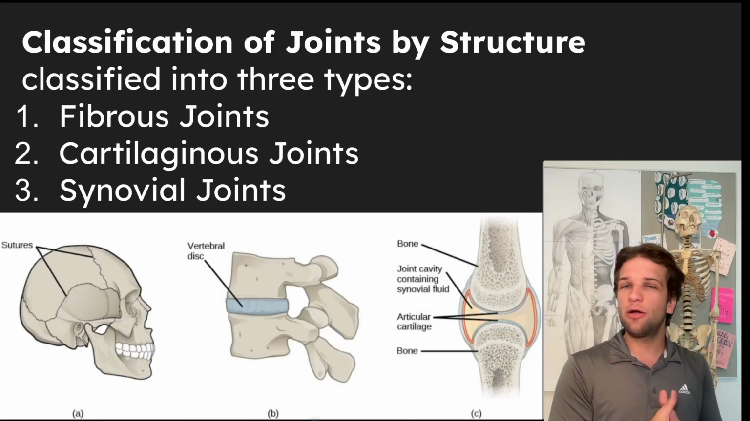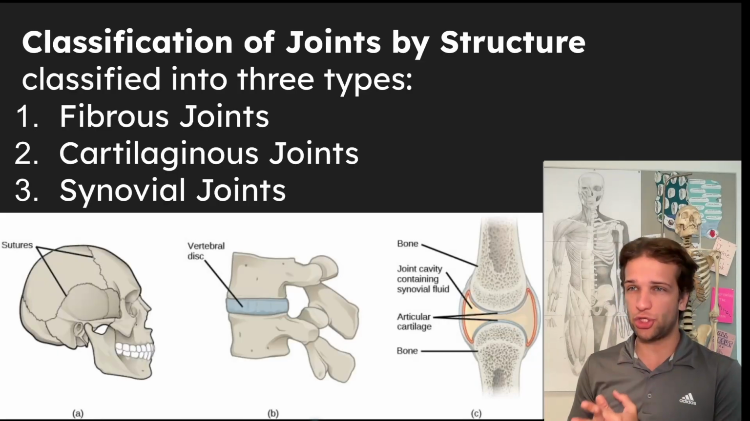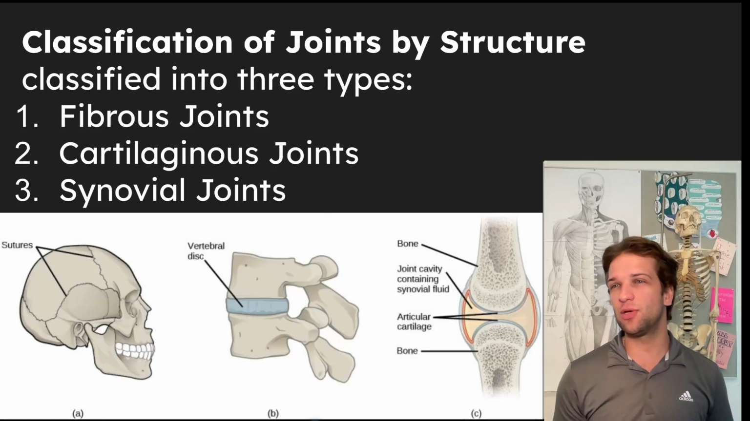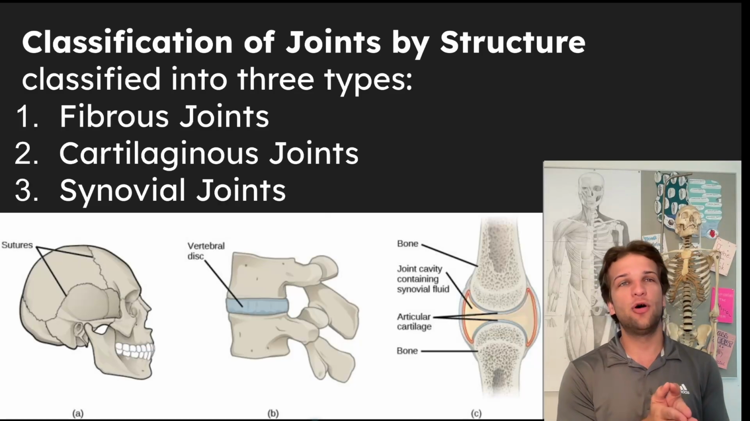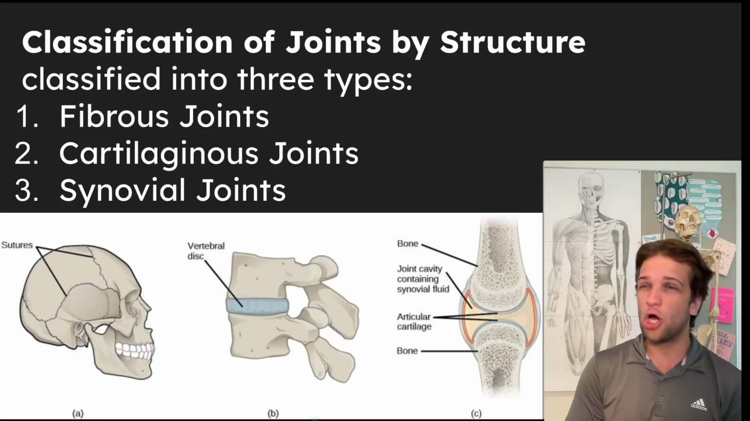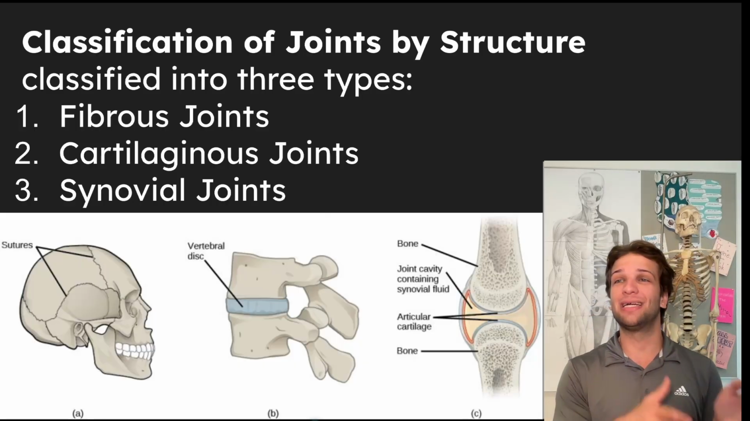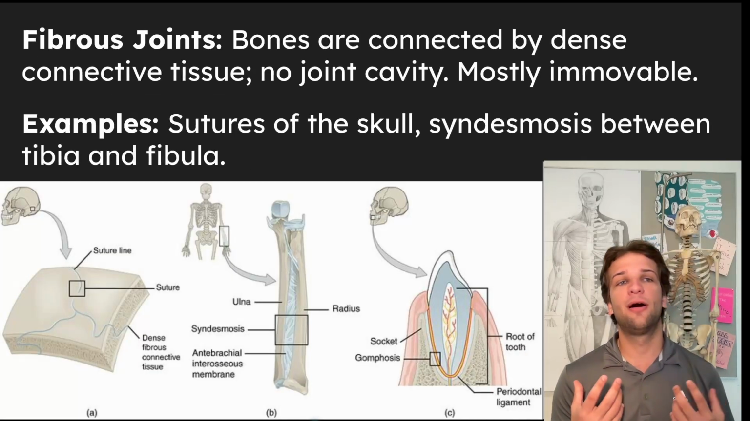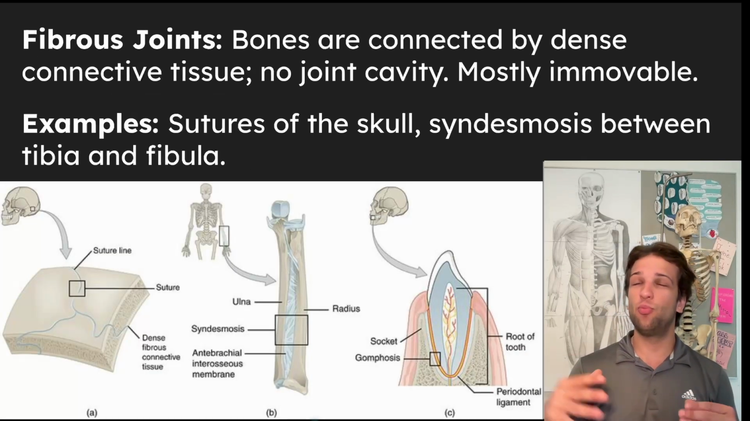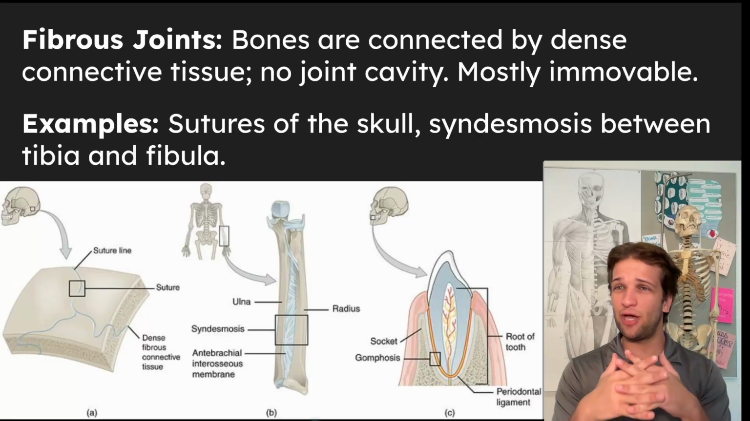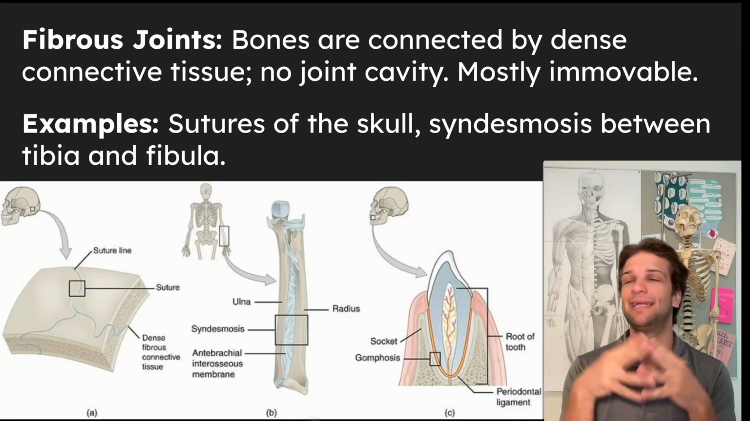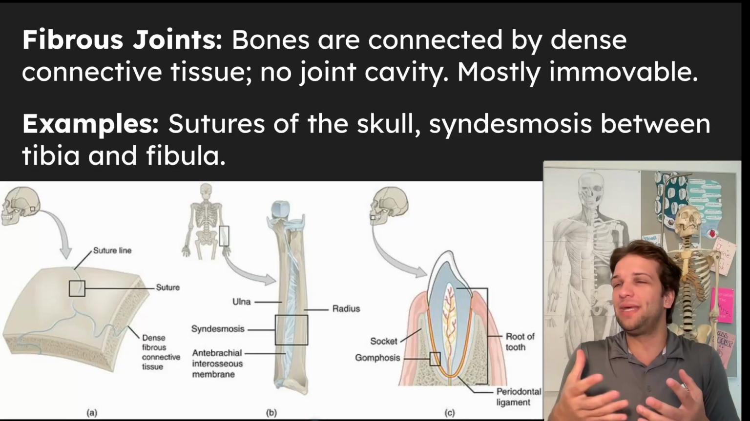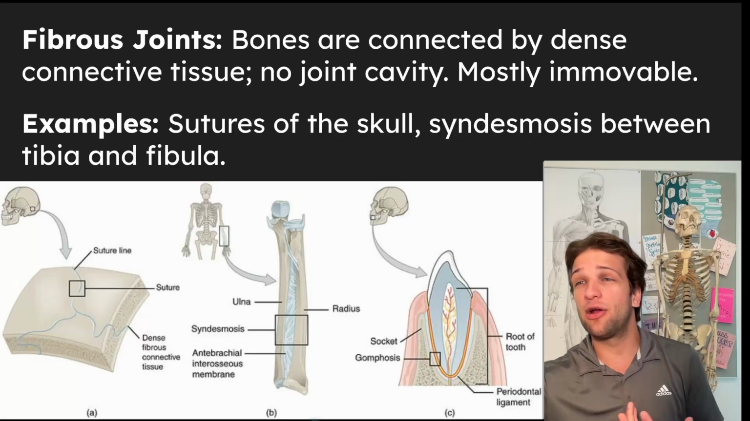And so we're going to start by talking about classification based on structure. So what actually connects the two bones to one another? We have three types that we really want to know and focus on. And those are our fibrous joints, our cartilaginous joints, and our synovial joints. We'll start with fibrous. A fibrous joint is a joint in which the two bones that are connecting to each other are connected by a dense connective tissue, which means there will be no joint cavities. It'll be what I would classify as almost entirely immovable.